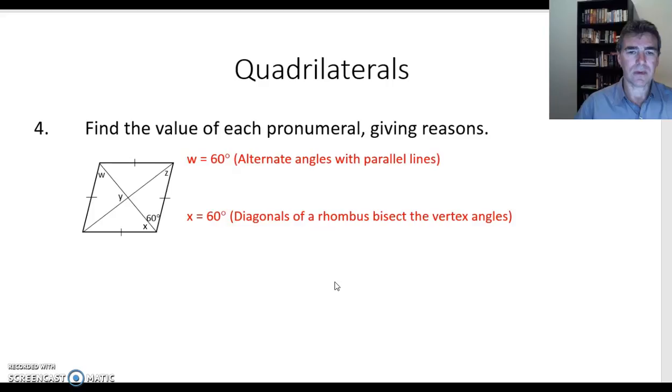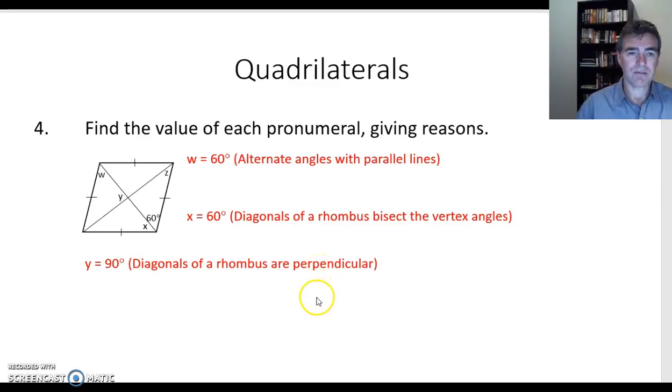So y ends up being 90 degrees. How could I say that straight away? Well, there's something about our diagonals in a rhombus. Our diagonals are perpendicular bisectors. Bisect, we know, cuts into 2 equal parts, but perpendicular means meets at 90 degrees. So all these 4 angles here will be 90 degrees. Our reason? Diagonals of a rhombus are perpendicular.